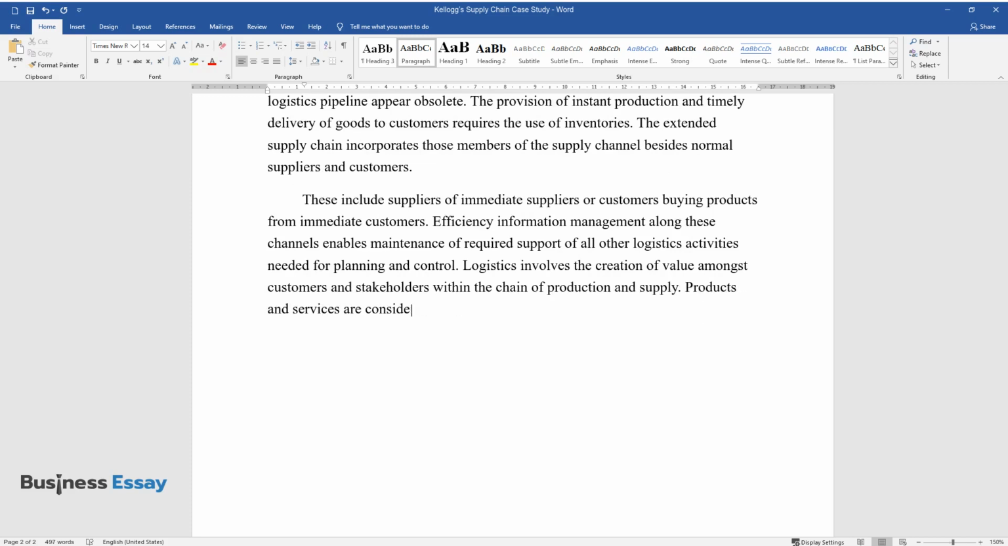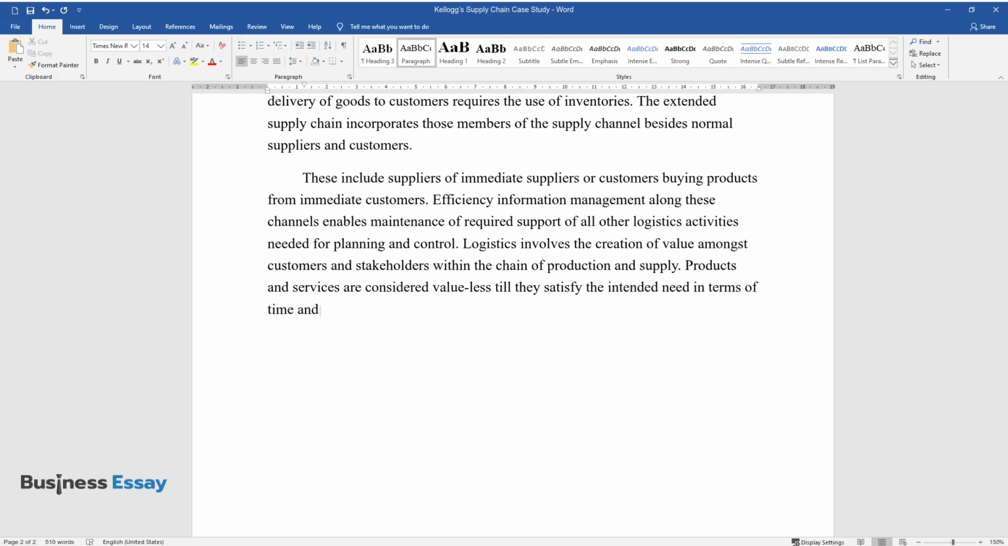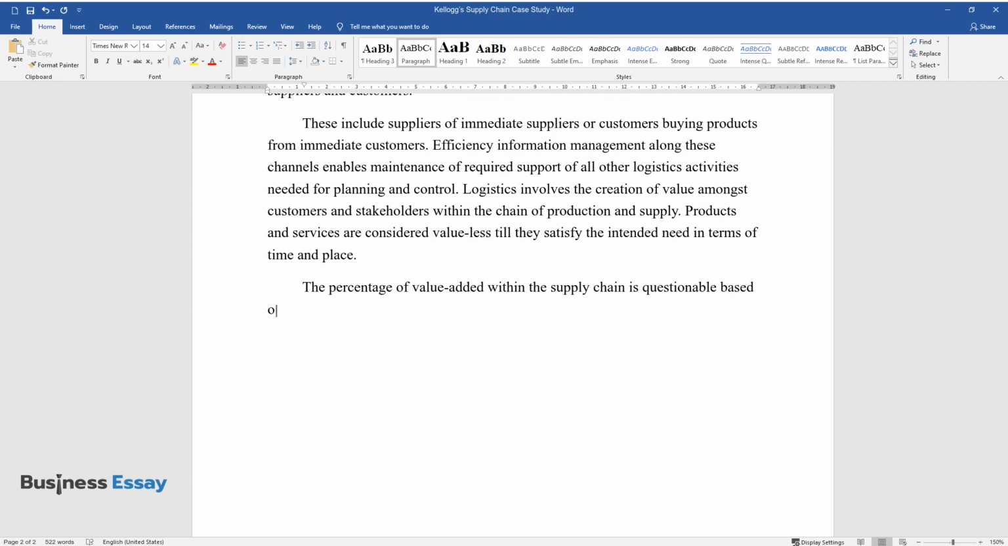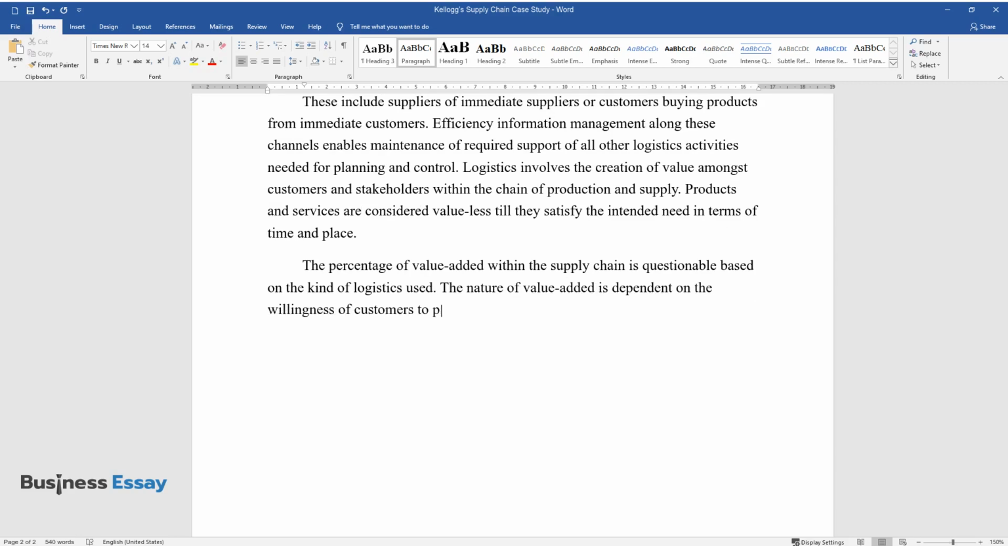Products and services are considered valueless till they satisfy the intended need in terms of time and place. The percentage of value added within the supply chain is questionable based on the kind of logistics used. The nature of value added is dependent on the willingness of customers to pay more for provided products and services.